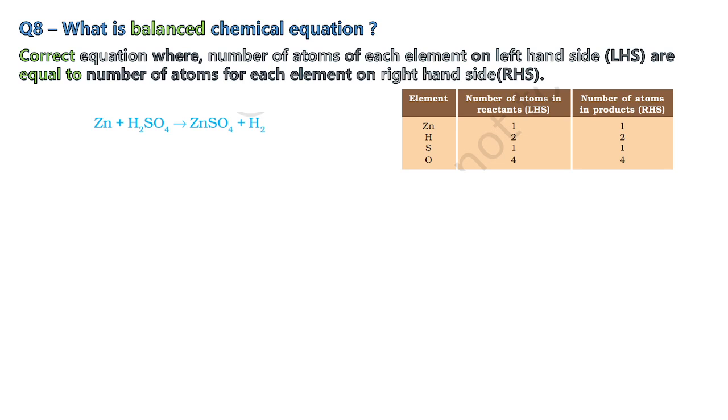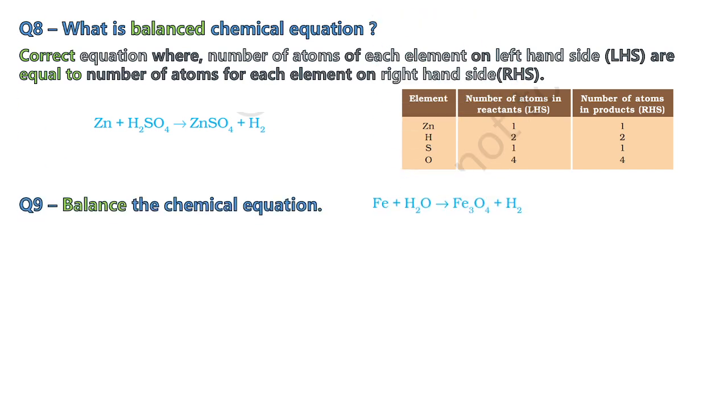We are showing it in this table. Zinc has one atom on LHS and RHS. Hydrogen has two atoms, LHS and RHS. Sulfur has one atom, LHS and RHS, and oxygen has four atoms, LHS and RHS.